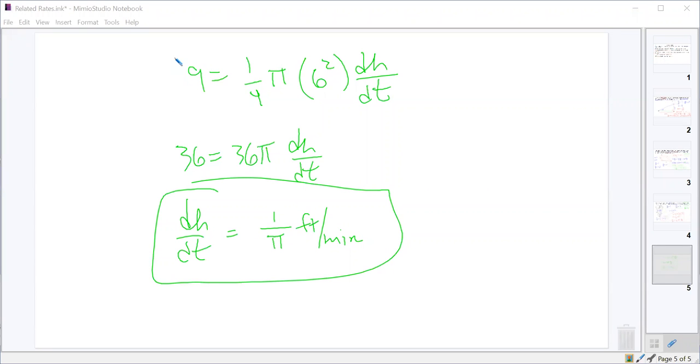Good. All right, cool. That's the basic idea behind related rate problems. That's it. That's all we're actually going to do today.